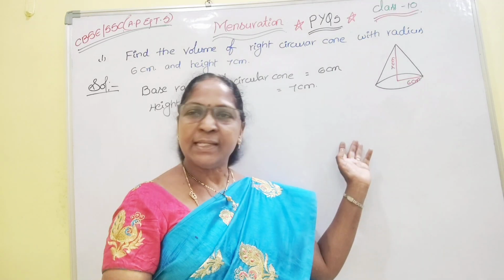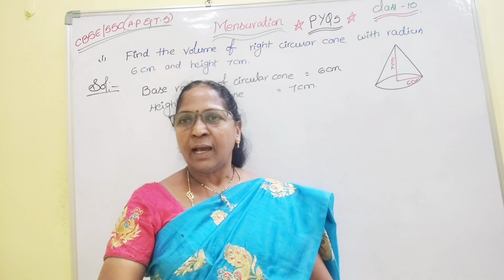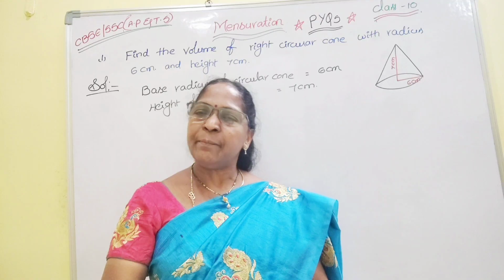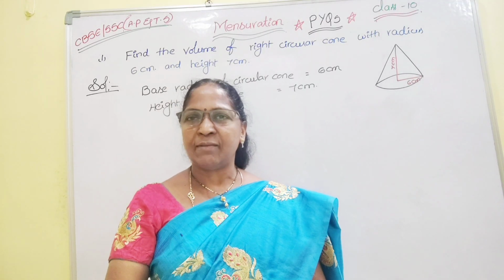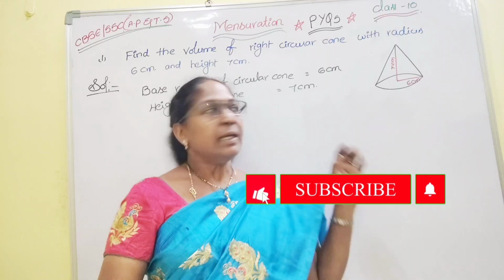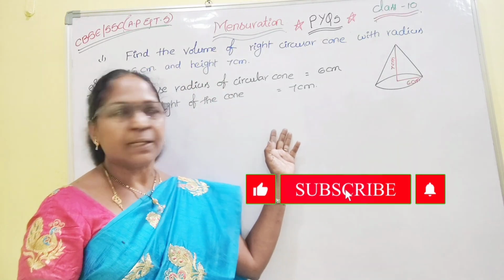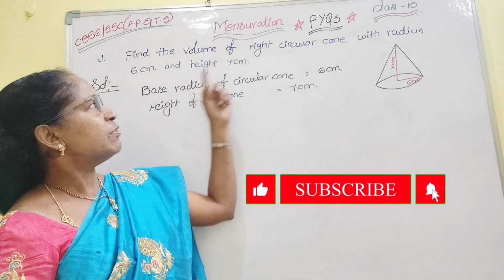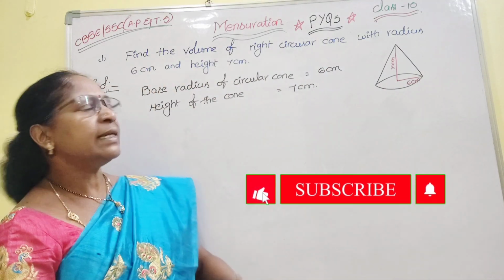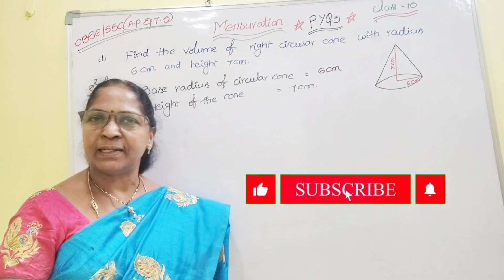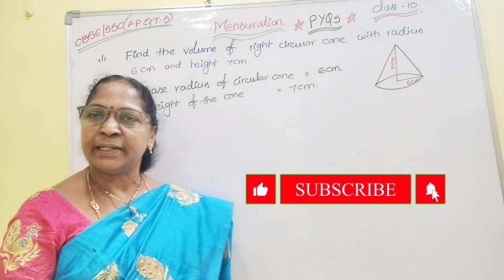So follow this. In this chapter, I have already explained and made one video. In that video, I started the revision from the mensuration chapter. This is the second video of the revision. The first question is: find the volume of a right circular cone with radius 6 centimeters and height 7 centimeters.